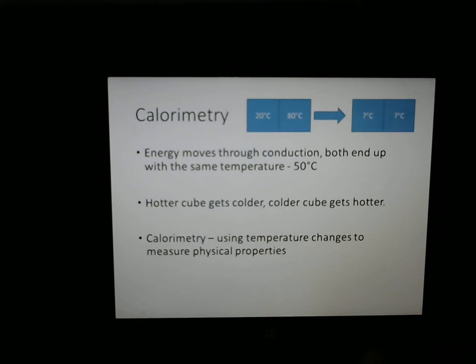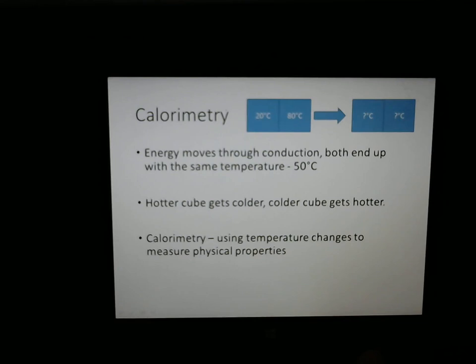What's the final temperature going to be? Now, I've kind of given you the answer there. It would probably be about 50 degrees. It's halfway between the two values. If the cold cube gets hotter, the hot cube gets colder. Yes, I think I said that right. Because the energy from one moves into the other. They want to be the same temperature, and so the energy moves to make that possible.